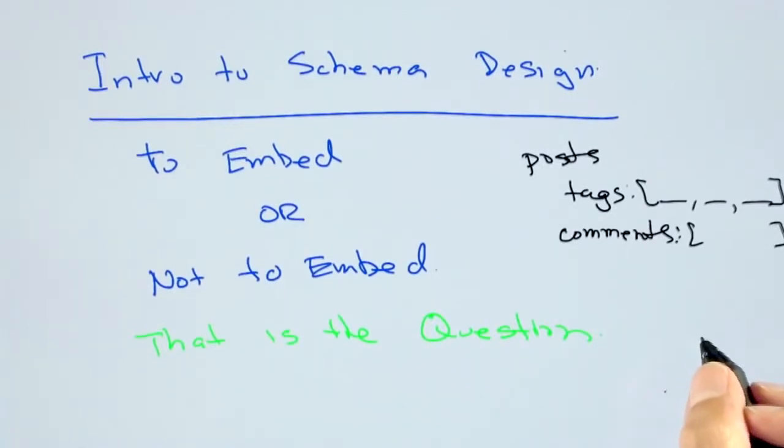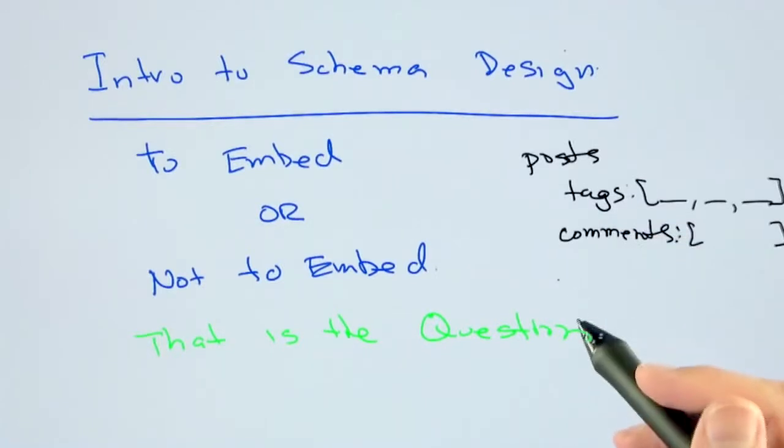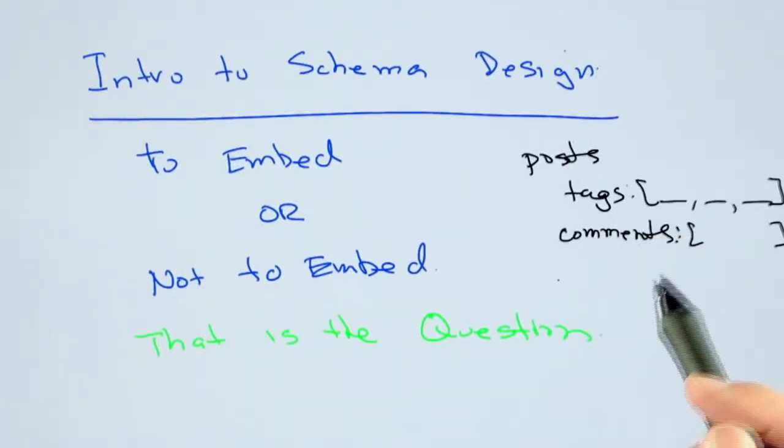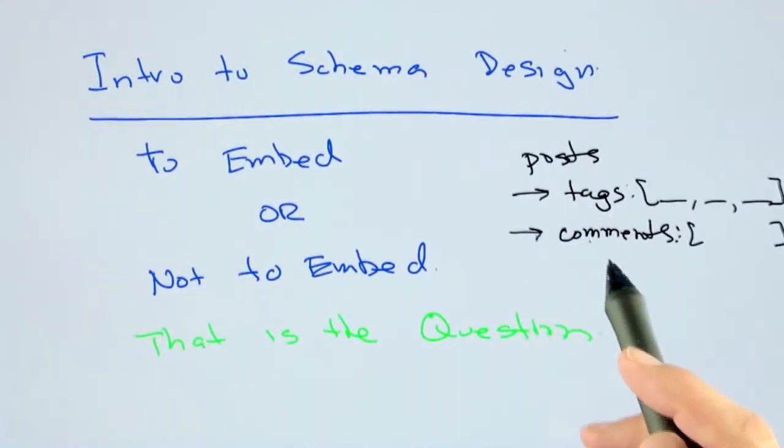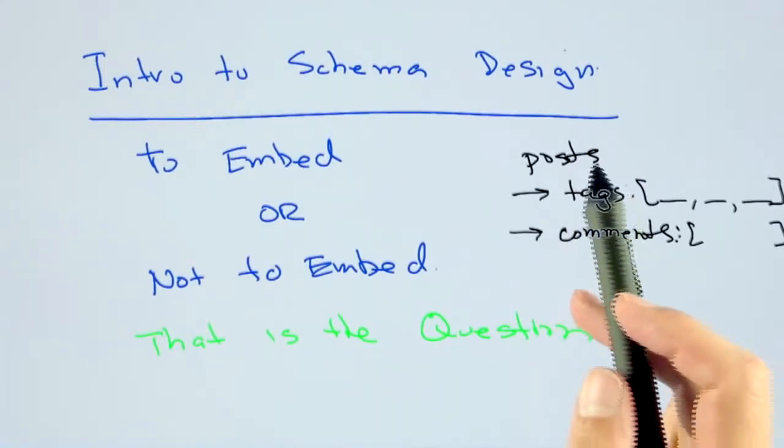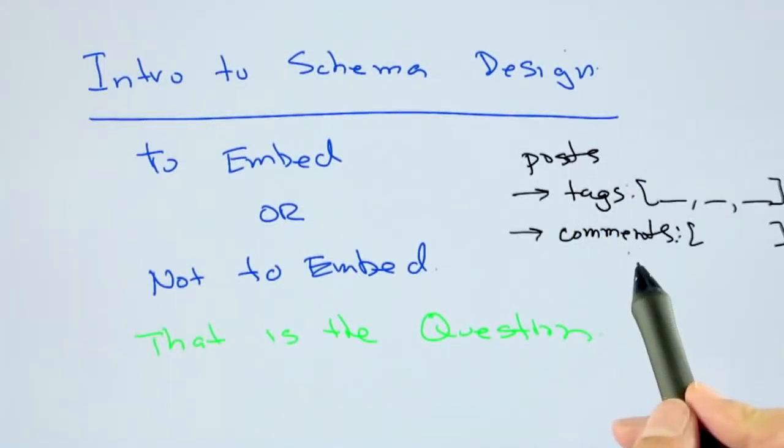And the answer is because they're typically accessed at the same time you access the posts. It's very rare that you would need to access the tags independently of accessing a post, or access the comments independently of accessing a post. And the comment itself doesn't apply to more than one post.